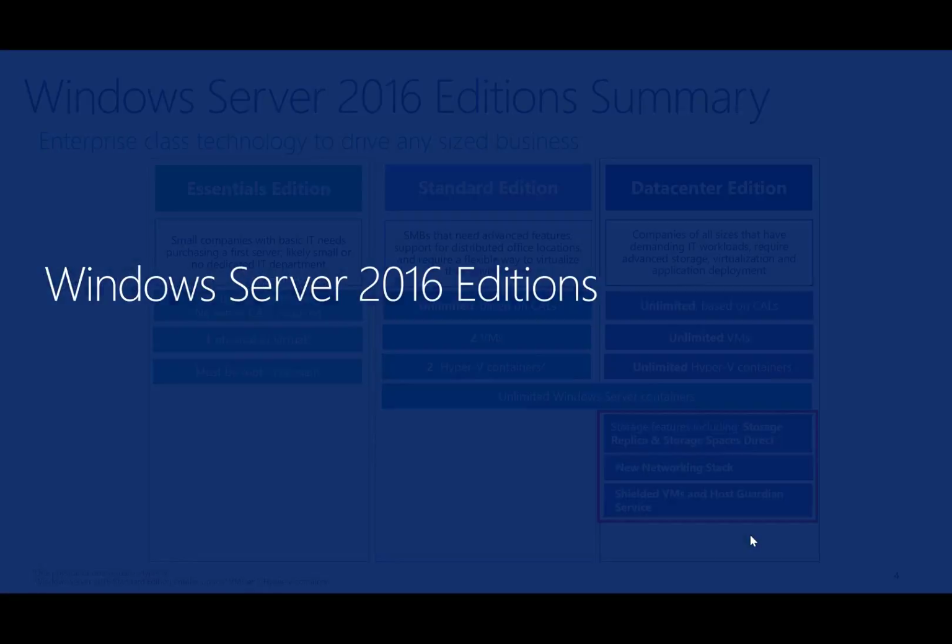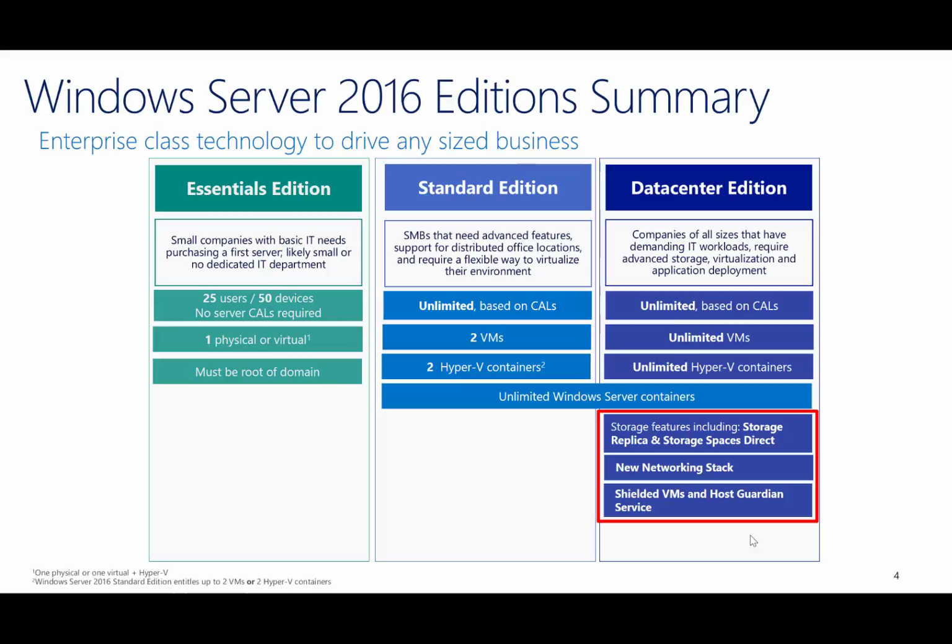So first up, let's take a look at Windows Server editions. So from the OEM side, we've still really got the three primary versions. We've got the Essentials edition, so 50 devices or less, and it must be the root of the domain. So nothing too major has really changed with Essentials.